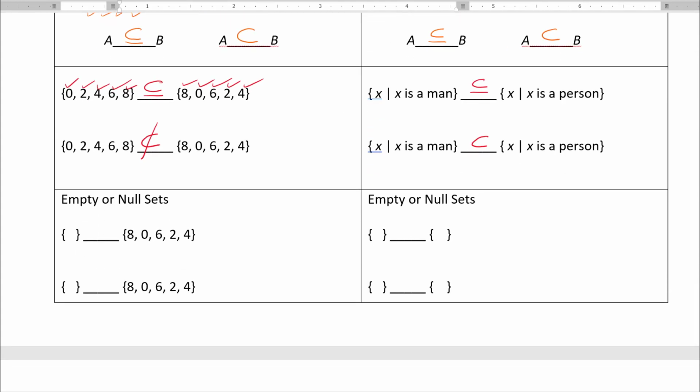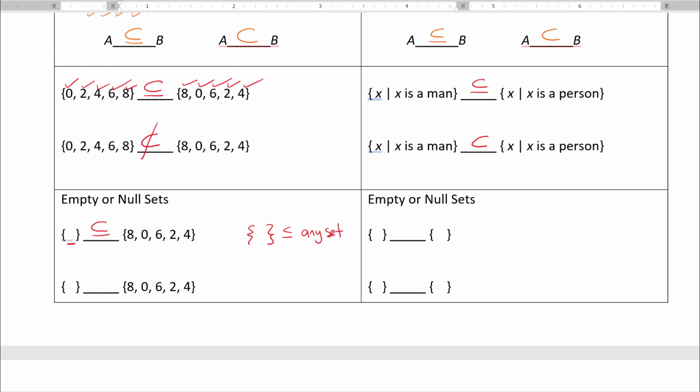So let's talk about empty or null sets. Is the empty set a subset of this set, 8, 0, 6, 2, and 4? Well, the empty set is a subset because everything that's in the empty set is also in the other set. Because there's nothing there, there's nothing that has to be found in the other one. So the empty set is a subset of any set, okay?